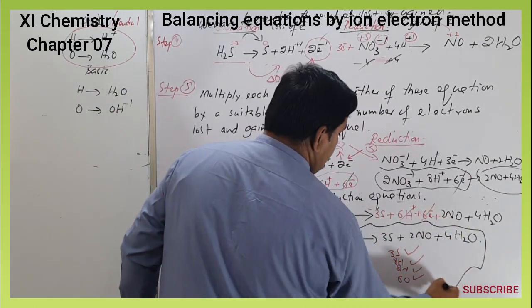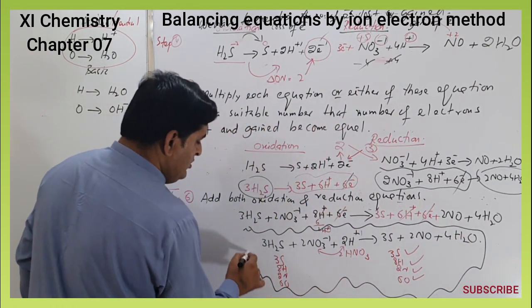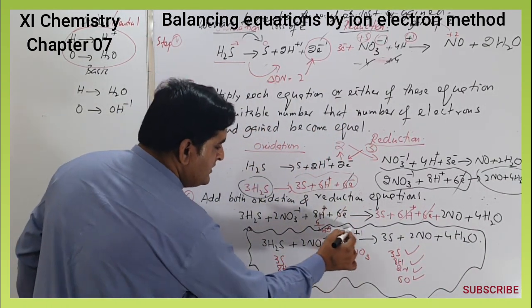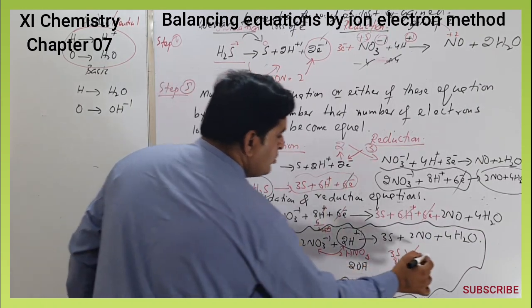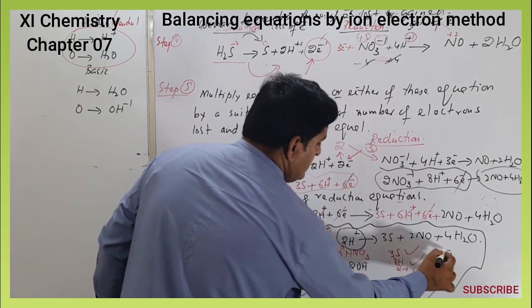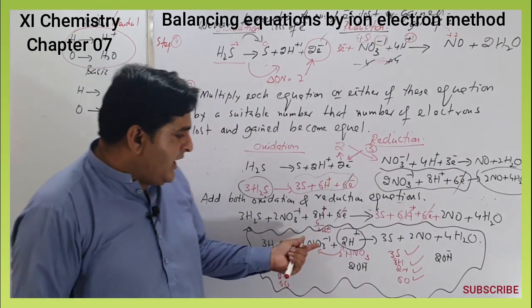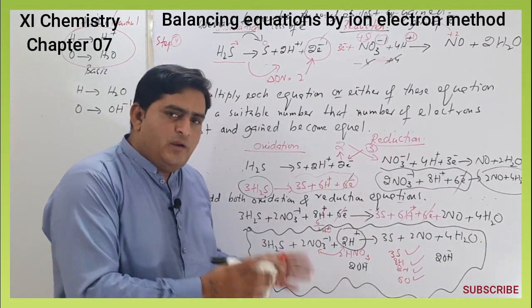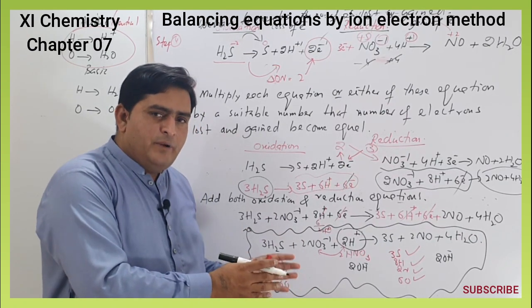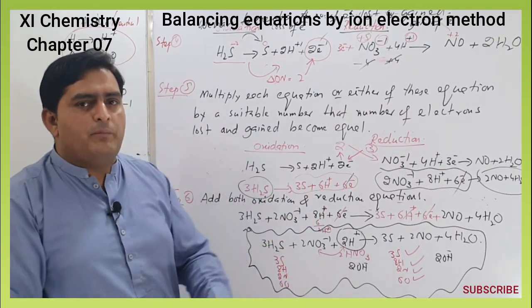This is our last equation. What we have to do is count how many hydrogen ions there are: 2. Write 2 OH here. Now what are we doing? We are converting an equation balanced in acidic medium into basic medium.